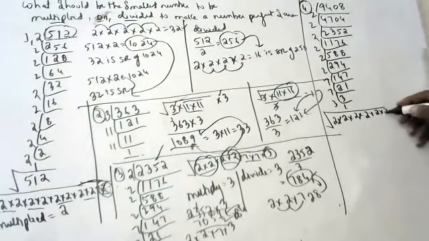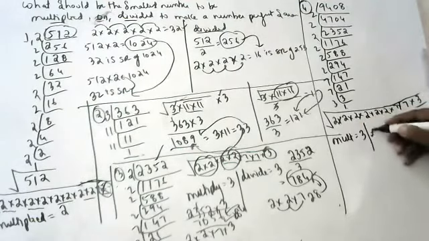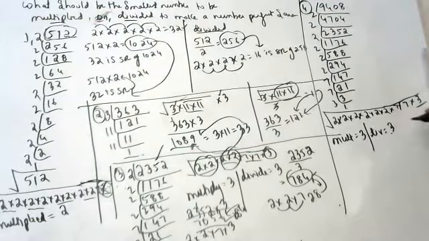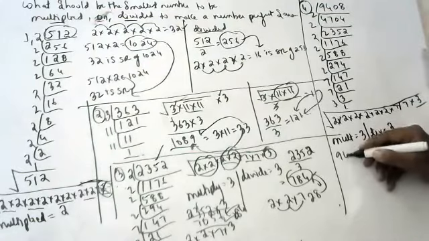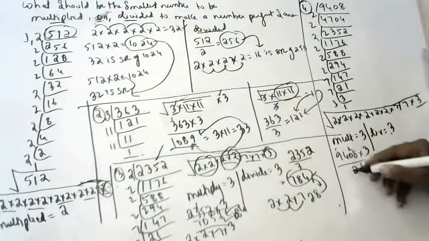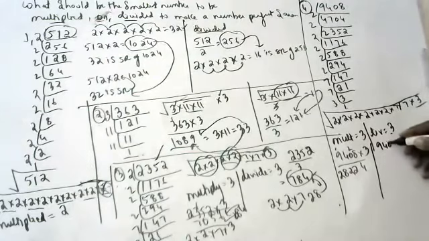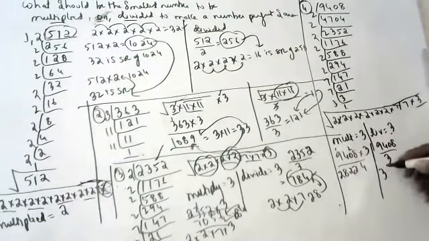So all the 2s have pairs. The 7s also have pairs. Who is not having a pair? 3, 3. So it should be multiplied with 3 or it should be divided by 3. If you multiply with 3, 9408 will become what? 28224. If you divide it by 3, 9408 will become what? 3136.